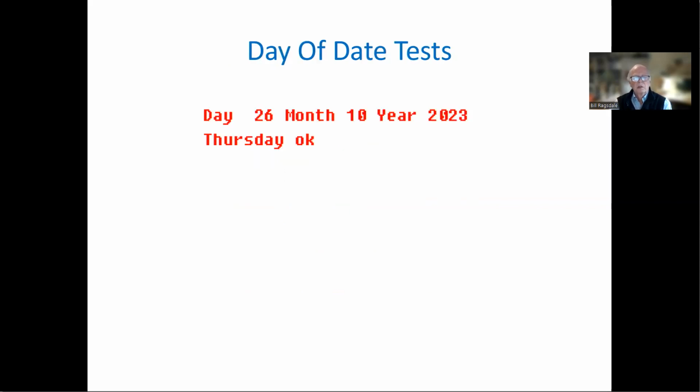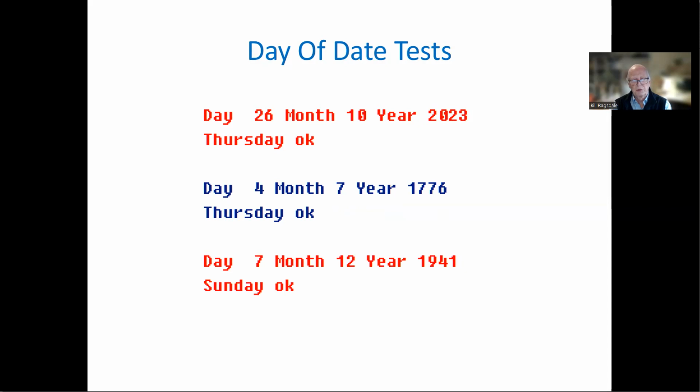Let's test those. The first was October 26, 2023, the day I did this programming. Sure enough, it was a Thursday. Then we look at July 4th, 1776. This is the founding day of the United States of America. And sure enough, it was Thursday, just as we all know. And finally, December 7, 1941. This is the day that shall live in infamy, the day that Pearl Harbor was bombed. And we know from our history lessons that it was early on a Sunday morning.